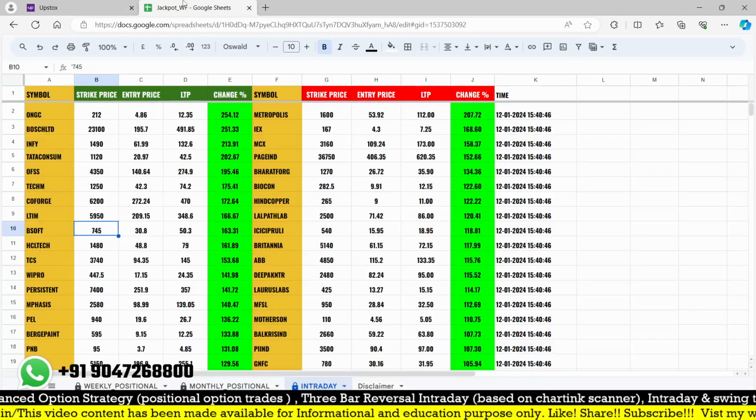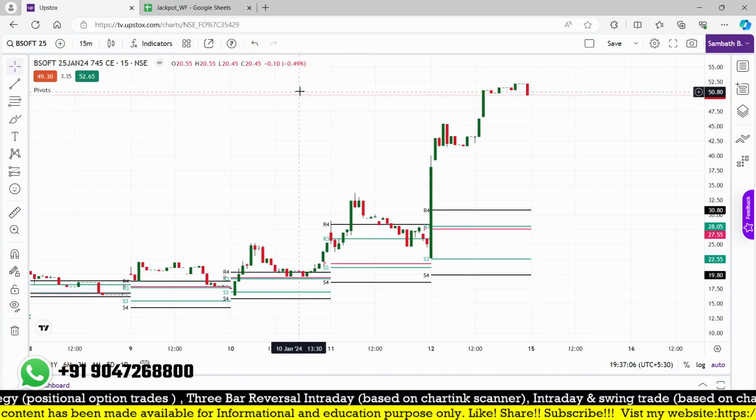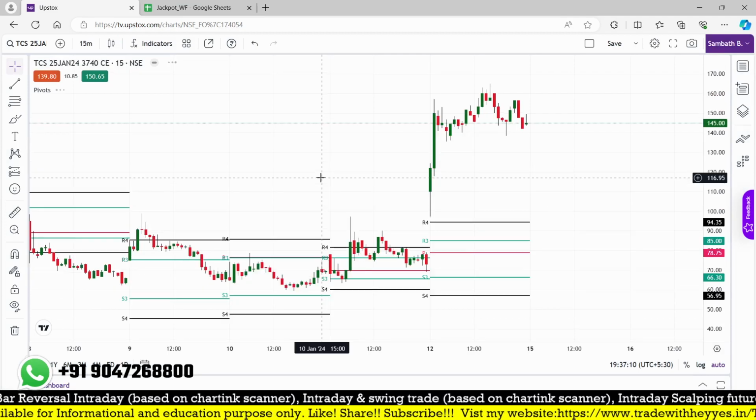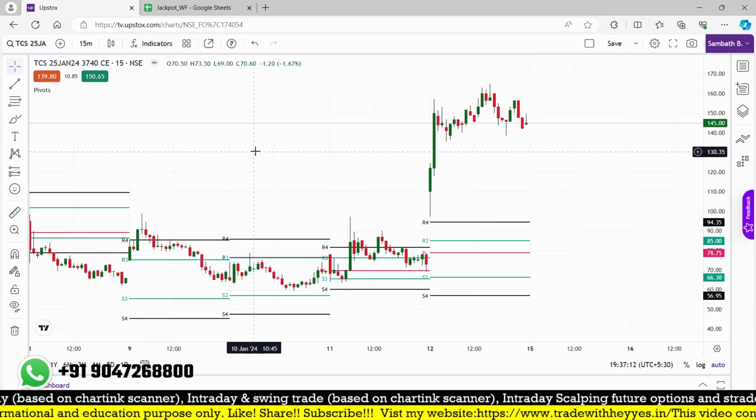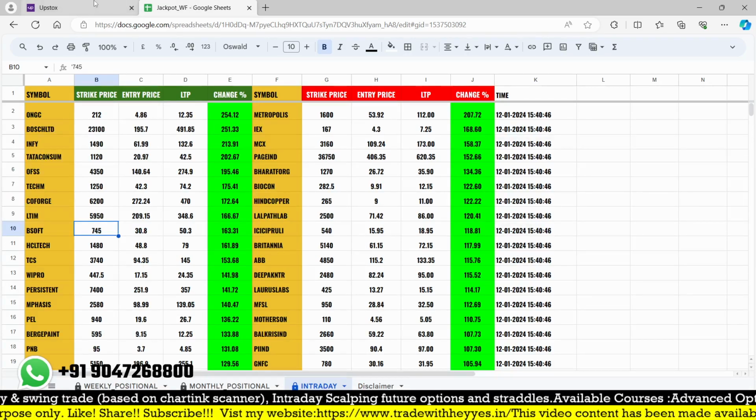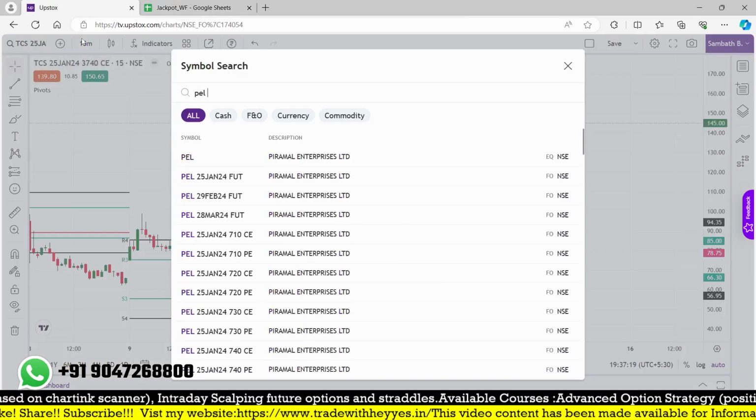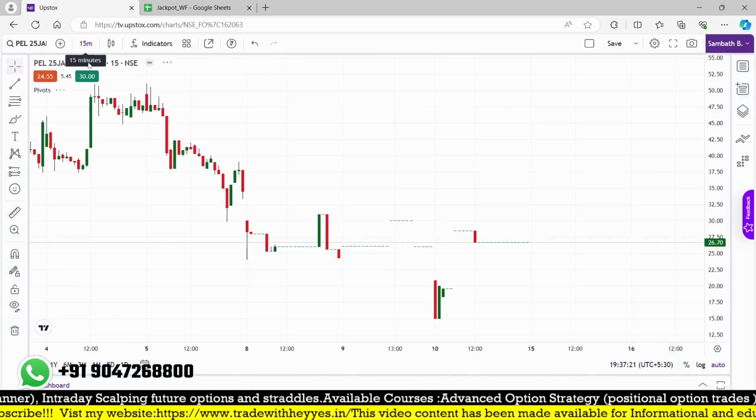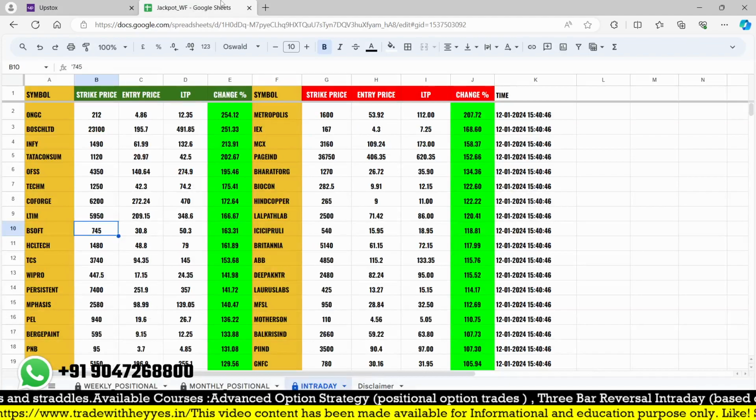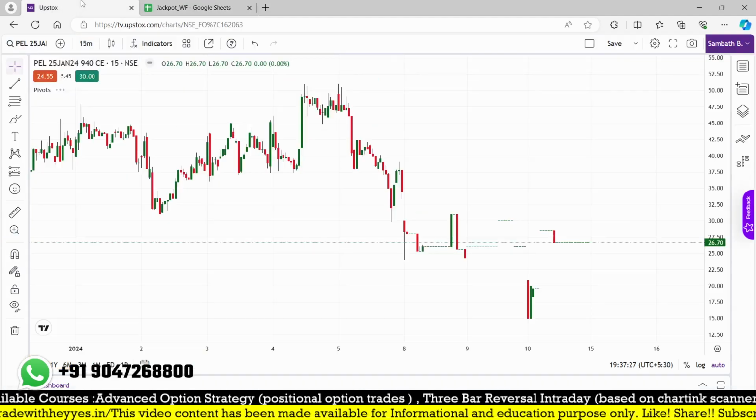So Wipro 447, TCS 3740. Let me check TCS 3740. To find out the easiest way, this is also open because most of the stocks in the IT sector gapped up. So PEL 940, let me check whether it is given in the breakout. I think it is not active, PEL 940 call option. So maybe it is illiquid. Let me check.